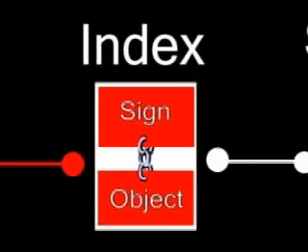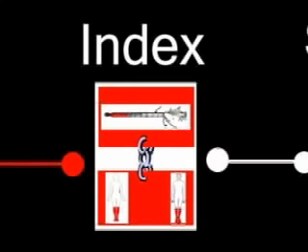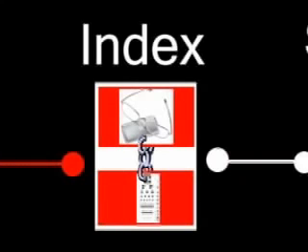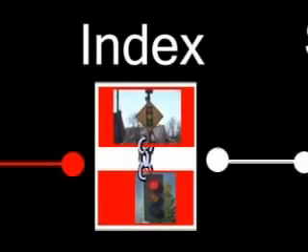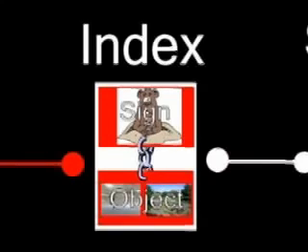Indexes refer to their objects, not by virtue of any similarity relation, but rather via an actual causal link between the sign and its object. Smoke is an index of fire. A mark on a fever thermometer is an index of body temperature, and so forth. The relation between the sign and its object is actual in that the sign and object have something in common. That is, the object really affects the sign.